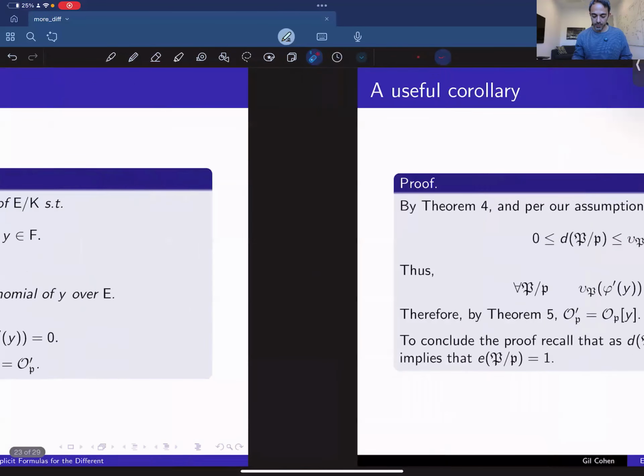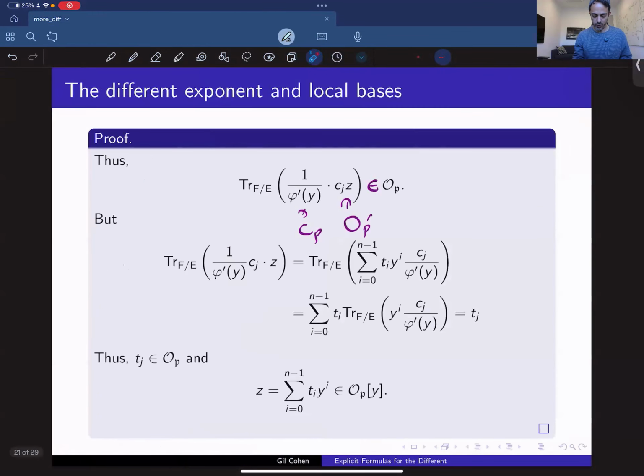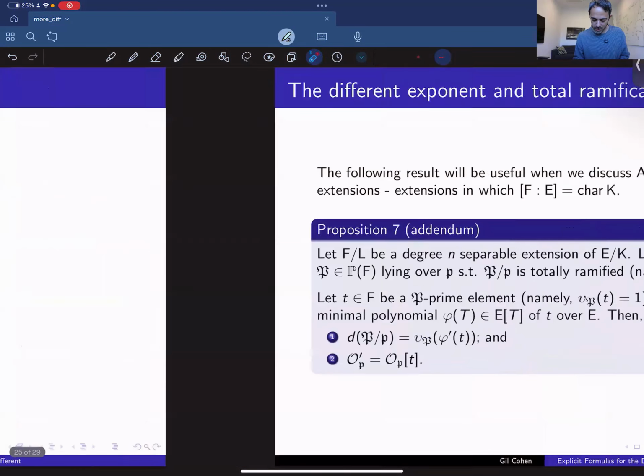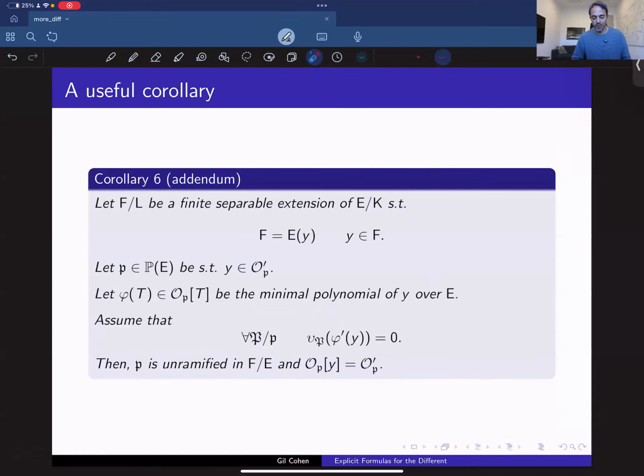Good, so, oh, sorry. So that was the proof. Let me just tell you one more corollary that I'm not sure we are going to use, but just to see some other instantiation of this nice philosophy of abstract becoming more tangible.